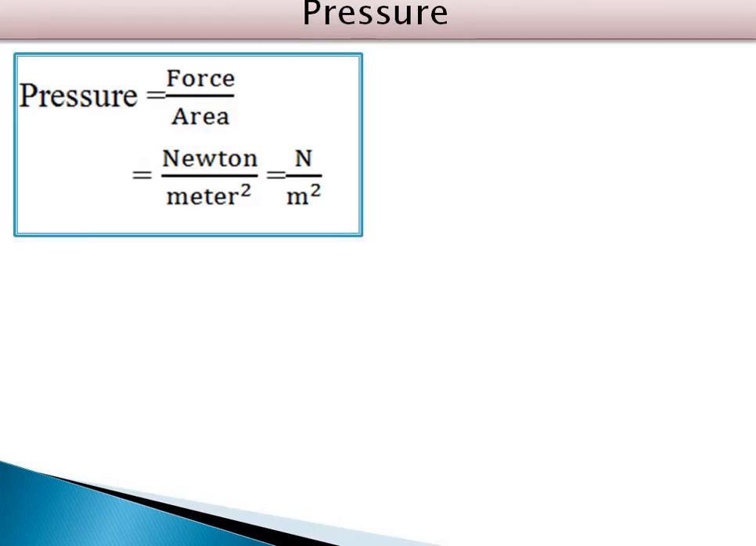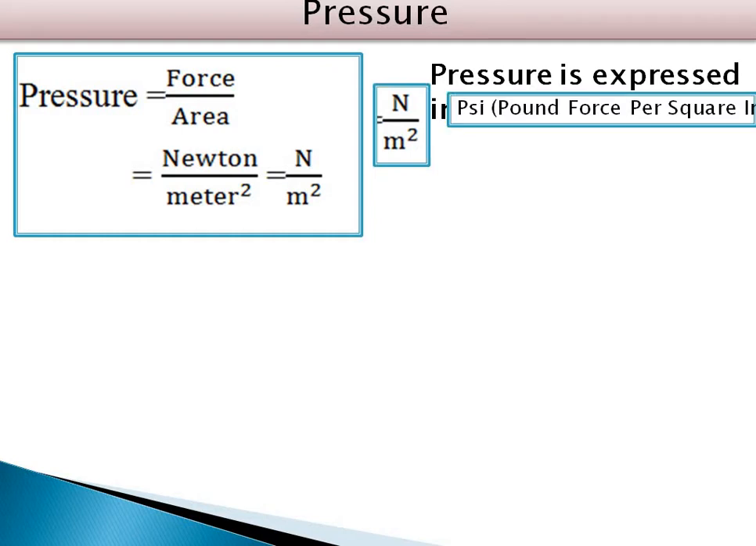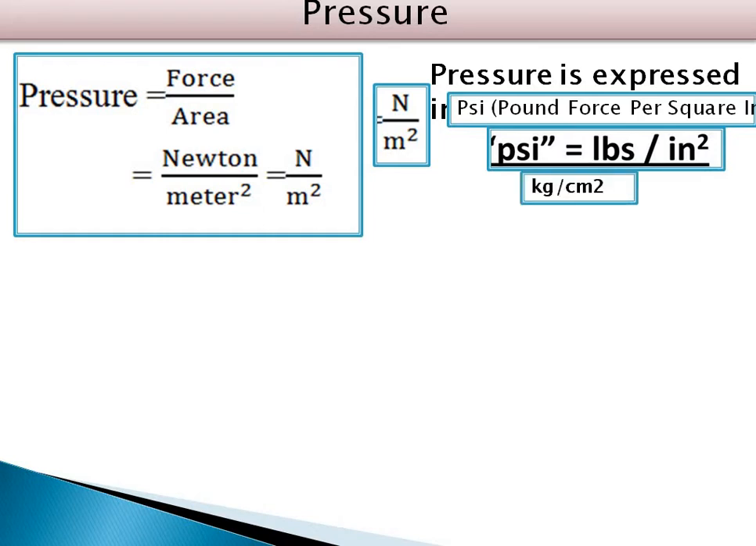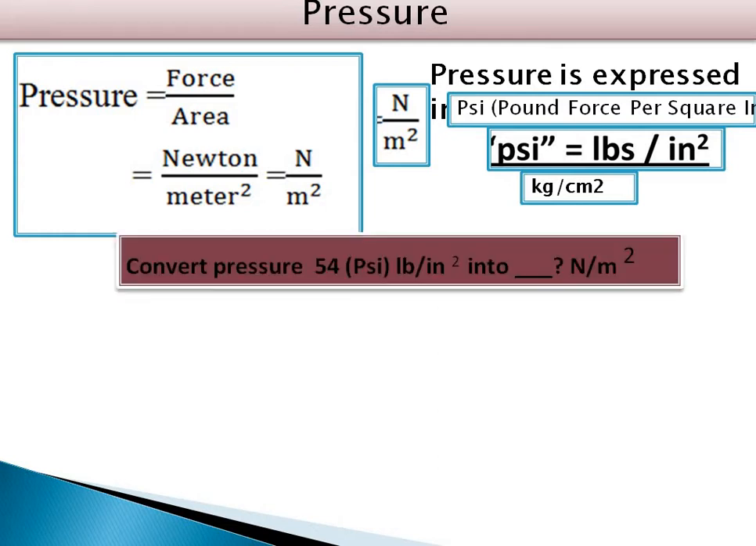Similarly we are able to calculate the pressure also. What is pressure? Pressure is nothing but force per unit area. So force is given in Newton and area in meter square. So the unit of pressure is Newton per meter square. Pressure is also expressed in PSI, that is pound force per square inch, and PSI can be given as lb per inch square, or kg per centimeter square.